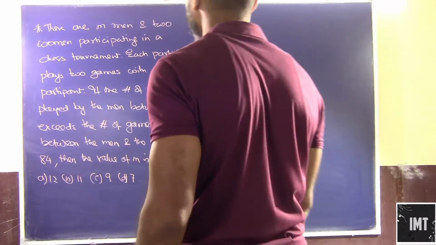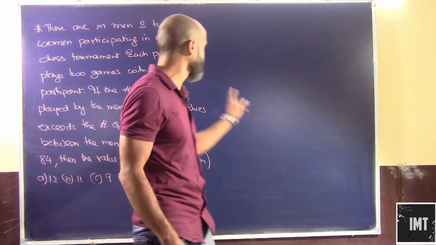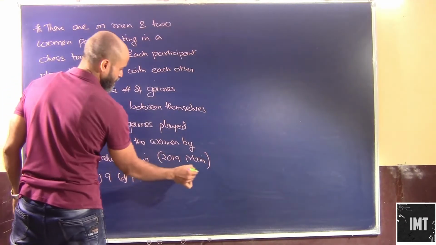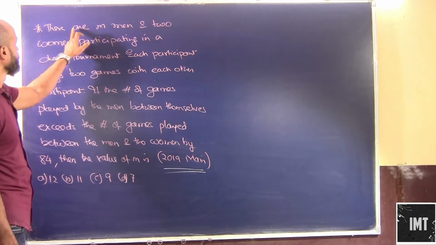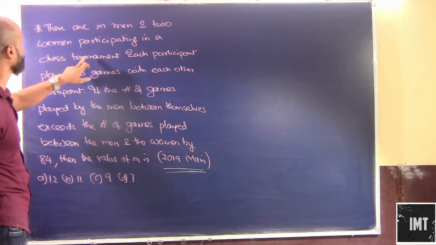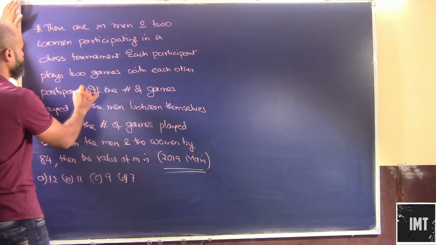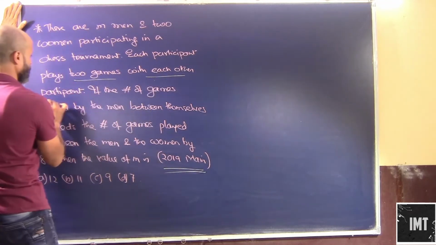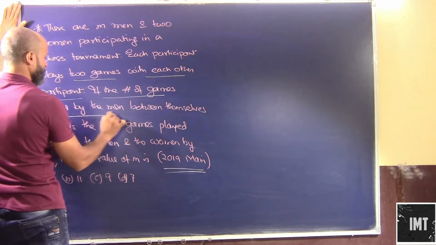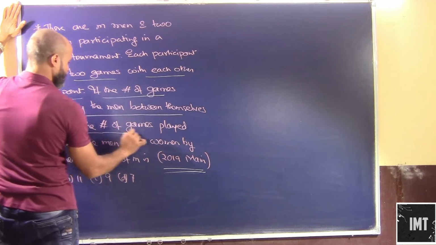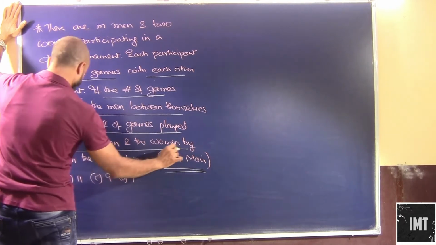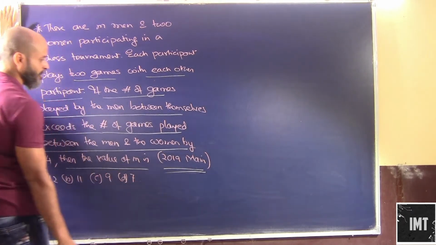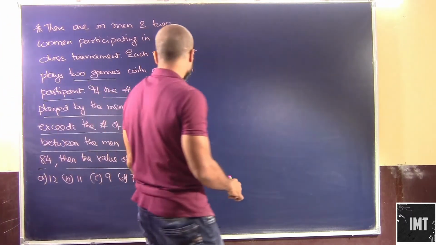Okay, so there are m men and 2 women participating in a chess tournament. This is also basically a problem from IIT. There are m men and 2 women participating in a chess tournament. Each participant plays 2 games with each other participant. If the number of games played by the men between themselves exceeds the number of games played between the men and the women by 84, then the value of m is. Okay, so let's check this out here.